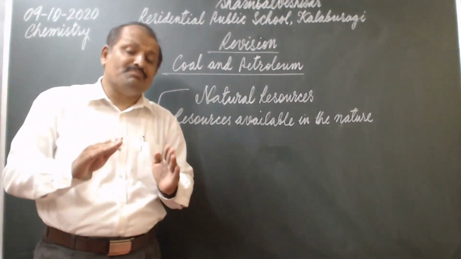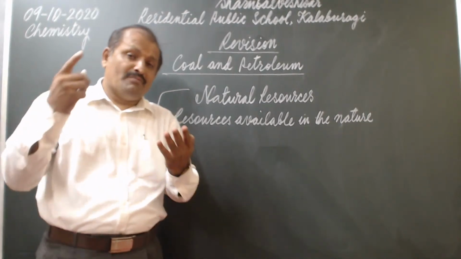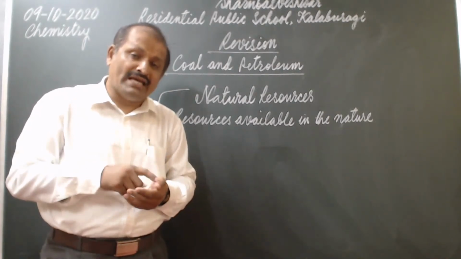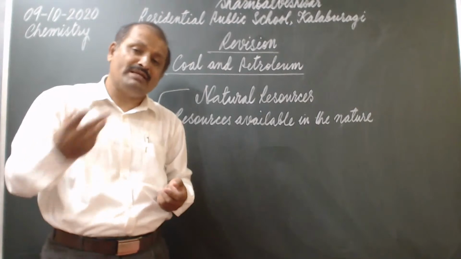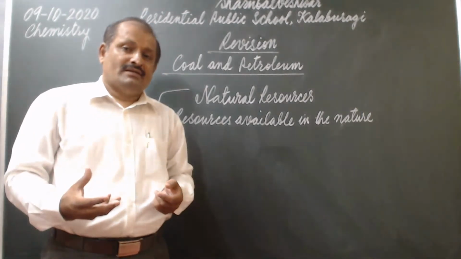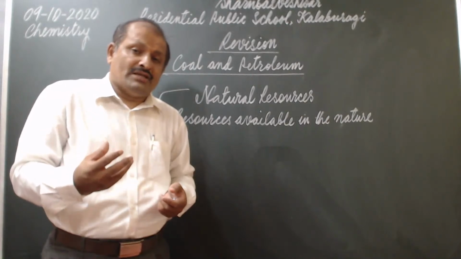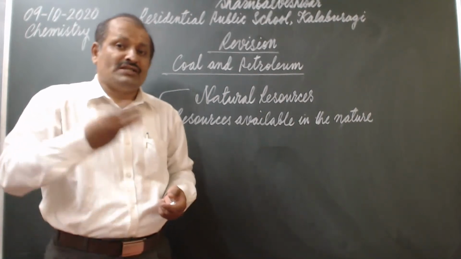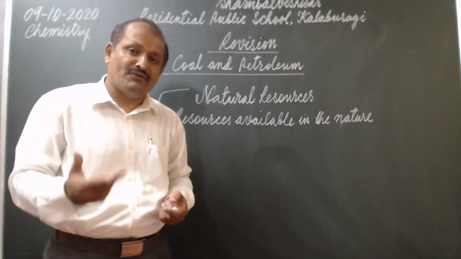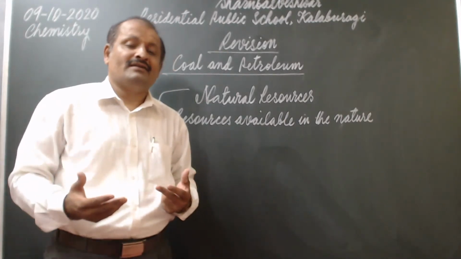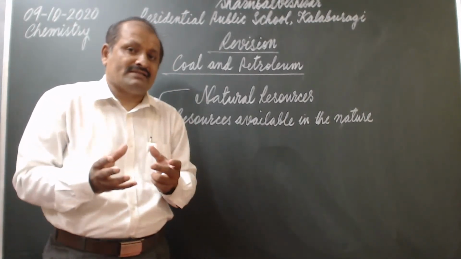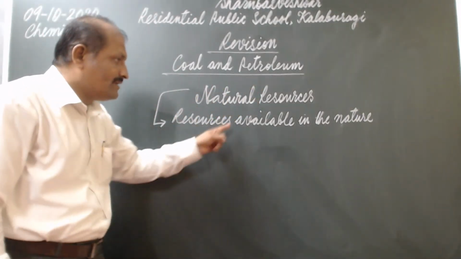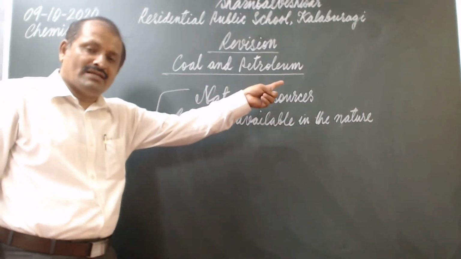And those resources may be anything, maybe metals like gold, silver, platinum, cobalt, nickel, sodium, magnesium, potassium, aluminium, copper, right? And see the resources like petroleum, which consists of petrol, diesel, kerosene, paraffin wax, lubricating oil, fuel oil. See, all these resources, they are called as natural resources. Resources available in the nature are called natural resources.